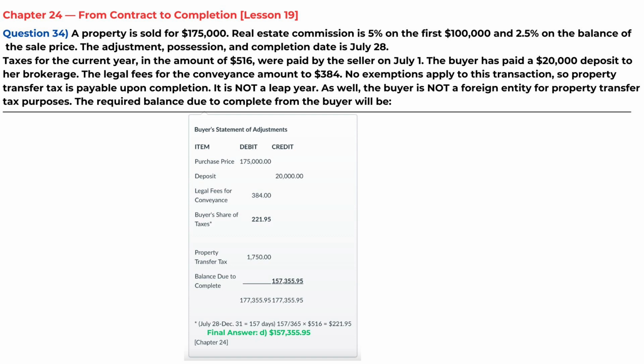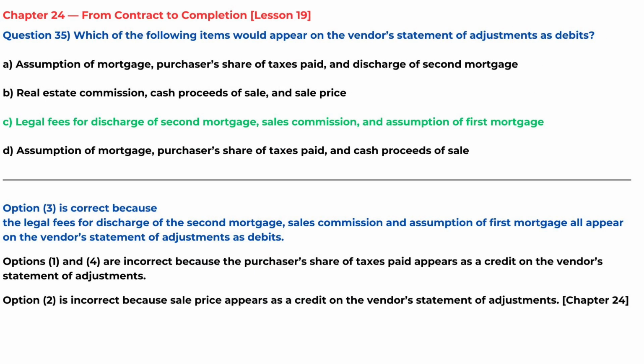157 days divided by 365 days times 516 equals 221.95. Final answer, D, 157,355.95. Question 35. Which of the following items would appear on the vendor's statement of adjustments as debits?